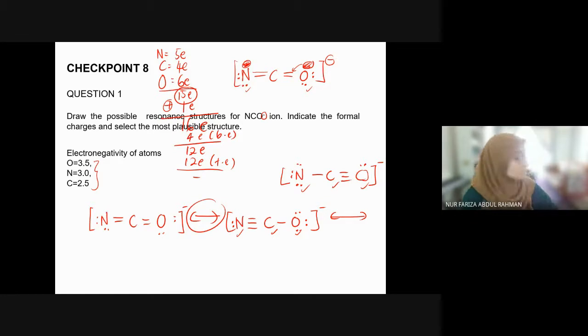Then this will be: draw the possible resonance structures. So you have answered the first question. The second question, indicate the formal charges. That means you have to calculate the formal charges for each structure, and then select the most plausible structure, the best one. So in that case, you have to calculate the formal charges.